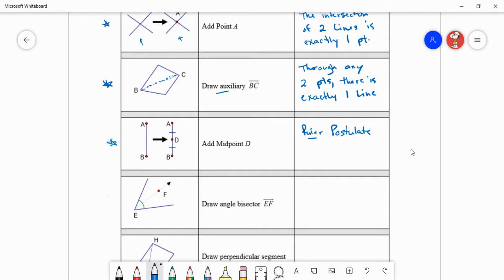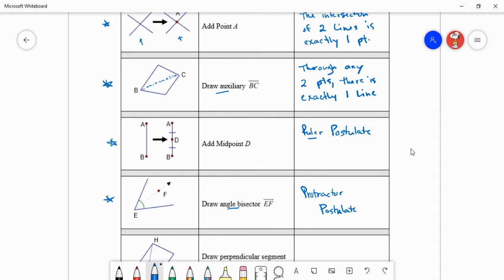Okay, so now the next one, let's add an angle bisector. Well, if we use the ruler postulate to add a midpoint, what do you think we need to use to add a bisector? Well, we measure a segment with a ruler. We measure an angle with a protractor. Again, this is another one we talked about, but never really used. Here's where it comes into play.